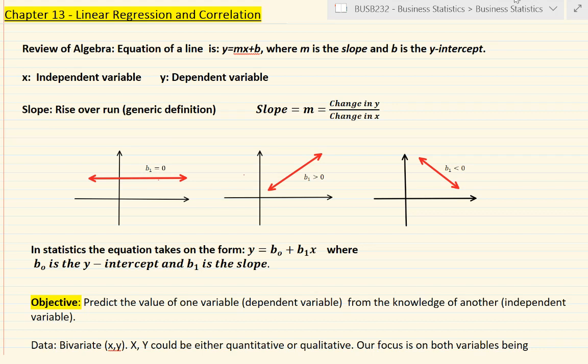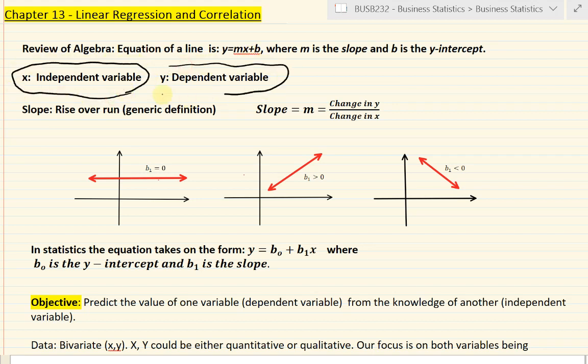So let's begin with a review of equations of a line. If you recall from algebra classes, this is the equation of a line: y = mx + b. In this form, m is the slope of the line and b is the y-intercept. The variable x is called the independent variable, and the variable y is called the dependent variable.